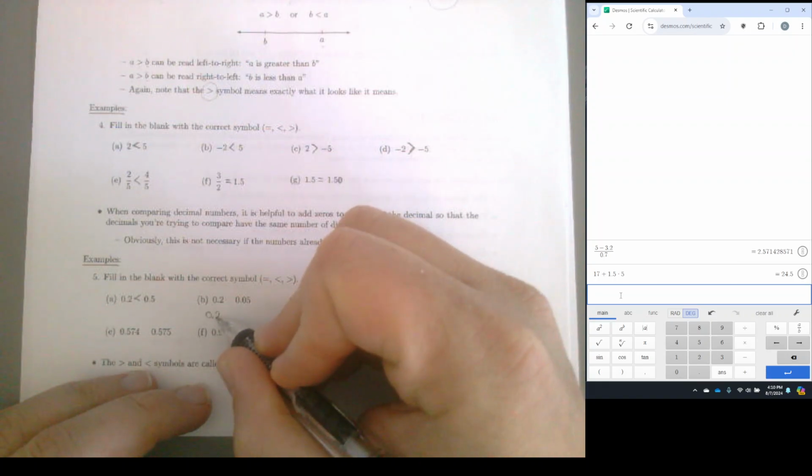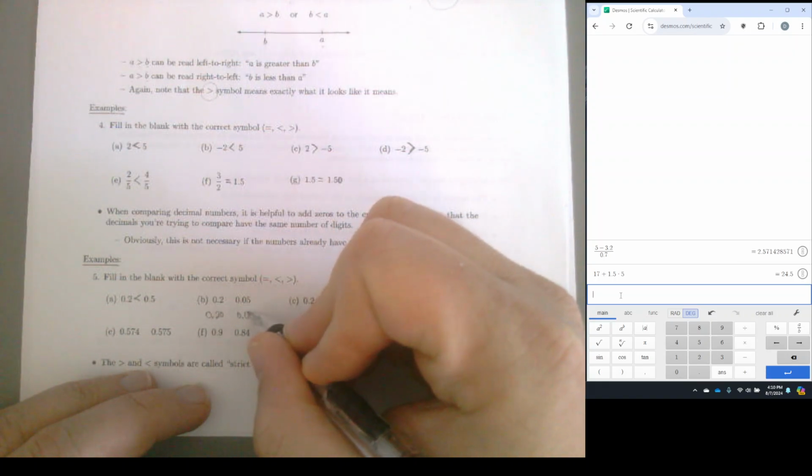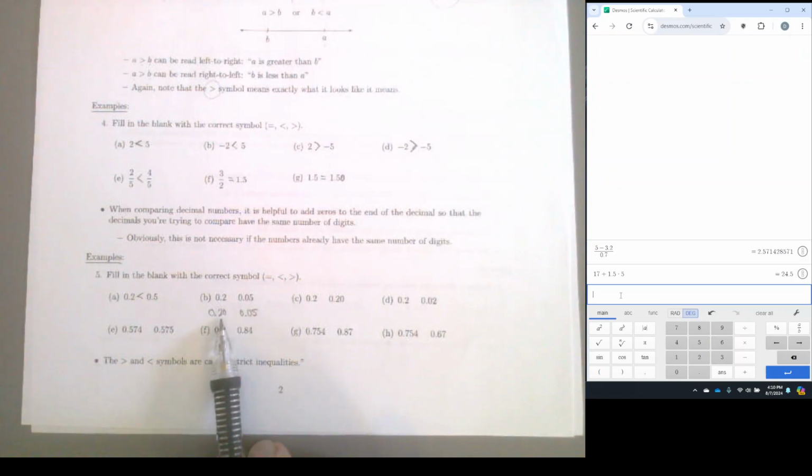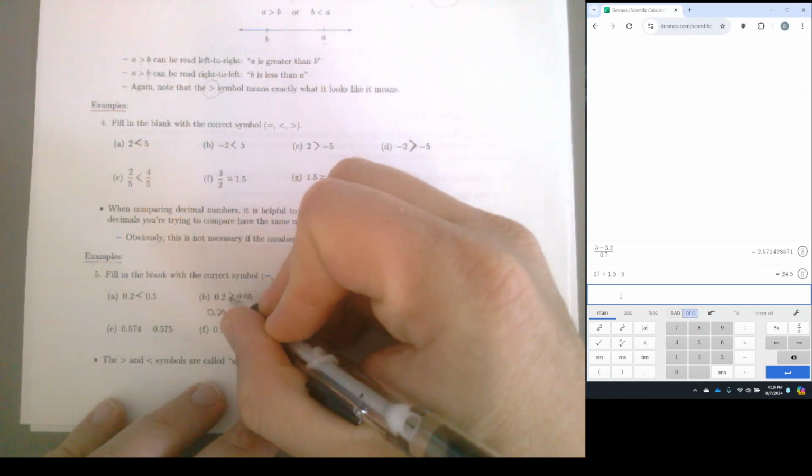But if I'm comparing 0.2 and 0.05, now this is a little trickier because 0.2 only has 1 digit and 0.05 has 2 digits. So what I need to do is add a 0 to the end of this one so that these two things are the same, right? So if I add a 0 to the end, then I notice that what I'm really comparing here is 20 and 05, right? In other words, 20 and 5. 20 is bigger than 5, so 0.2 would be bigger than 0.05.